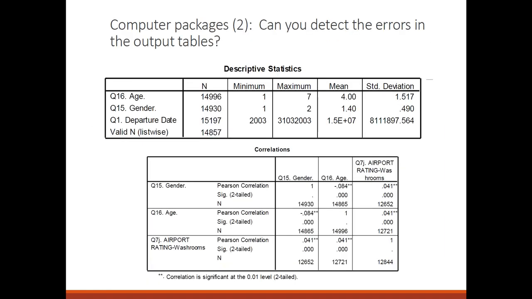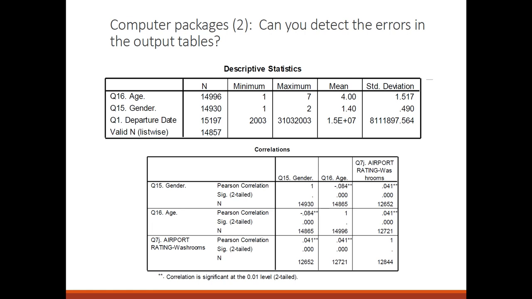Okay, so this one, I just put this. Can you detect the errors in the output or not? For example, age, minimum 1, maximum 7. I don't know what the research is, but probably correct. Gender, so 1 and 2, and then the mean. So there is something that you cannot calculate the mean for everything.